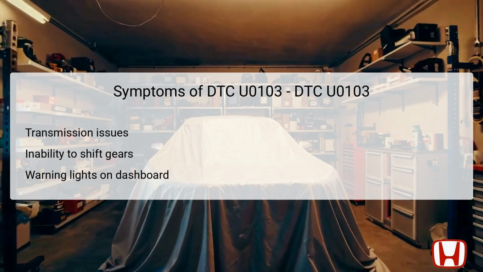Additionally, drivers may observe warning lights illuminated on the dashboard, indicating a fault in the transmission system. In some cases, the vehicle could enter a limp mode, limiting performance until the issue is resolved. It's important to promptly diagnose and address these symptoms to ensure vehicle operability. If left unaddressed, prolonged communication issues can result in more extensive transmission damage.